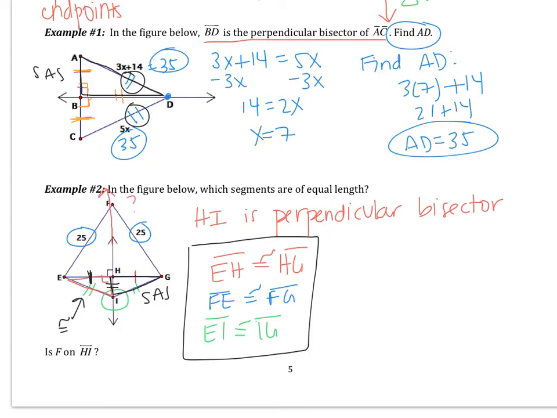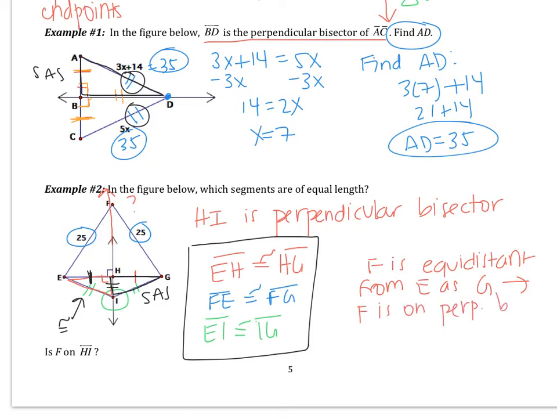Well, what I notice is that F is equidistant. So it's the same distance from E as it is from G. So it's the same distance from the two endpoints. That means that F is on the perpendicular bisector of EG. Now, if F is on the perpendicular bisector and HI is the perpendicular bisector, that tells us that yes, F is on HI.